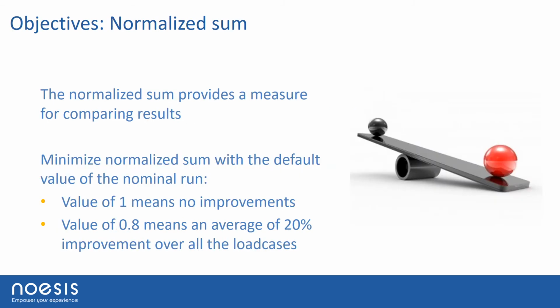all the constraints. The normalized sum, what we mean by this is that we'll take this as a measure for comparing results. To compare one gearbox to another, we'll take the default case, so the non-optimized case that we have, and we'll say, okay, we'll do a sum of all our transmission error, for example, and divide it by the value of the default load case. So no improvement means we'll have a value of 1. A value of 0.8 will mean an average of 20% improvement over all the load cases, on average.